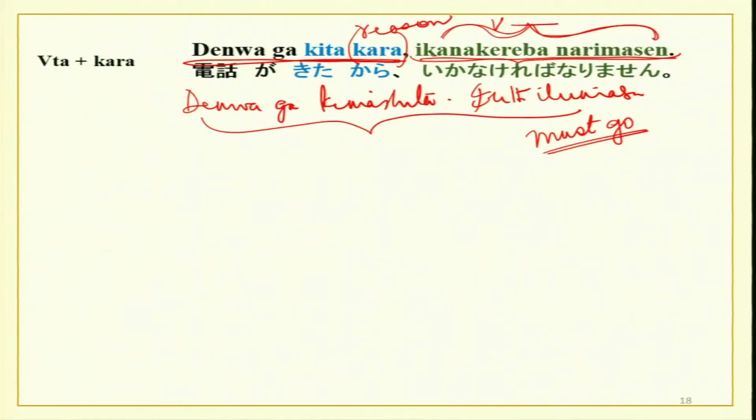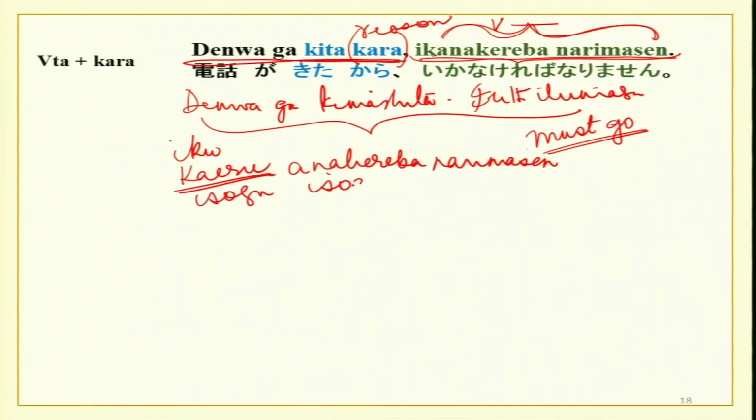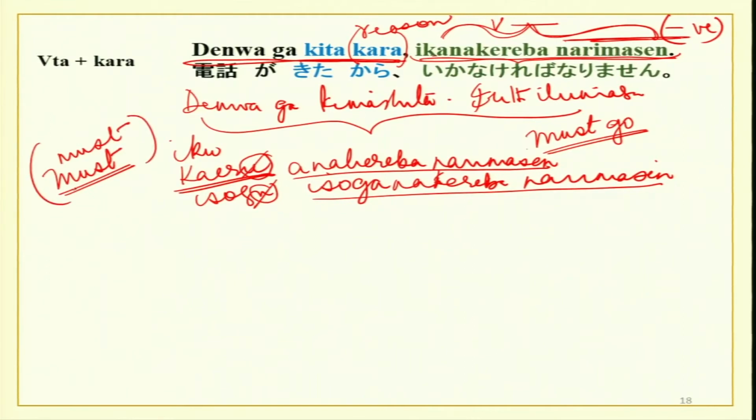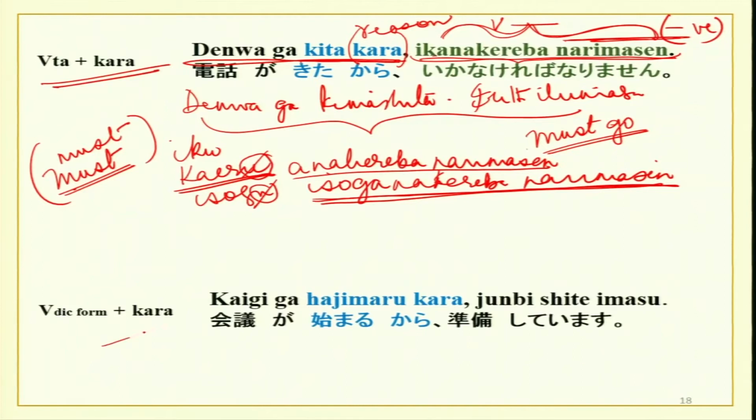I have to go. So, verb in nakereba narimasen. You can use the same thing with other verbs as well, like over here you have iku, kaeru. So, kaeranakereba narimasen. Isogu, isoganakereba narimasen. How this is to be removed and nakereba narimasen is to be put over there, which makes it a must. Even though it is in negative, narimasen, it is a must. You have to do it. That is the meaning. This is a form. There is no other form. There is nothing like ikanakereba narimasu. This is in ta form, this is in plain form.